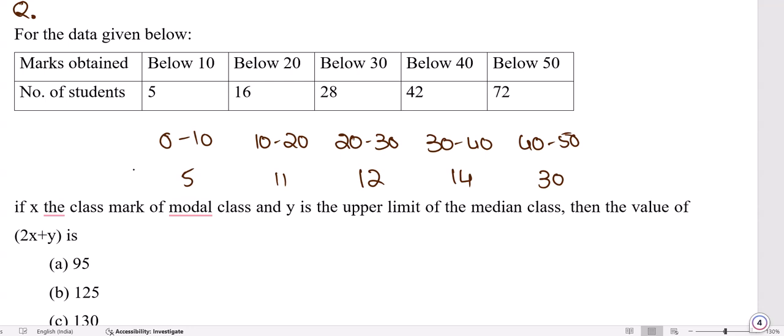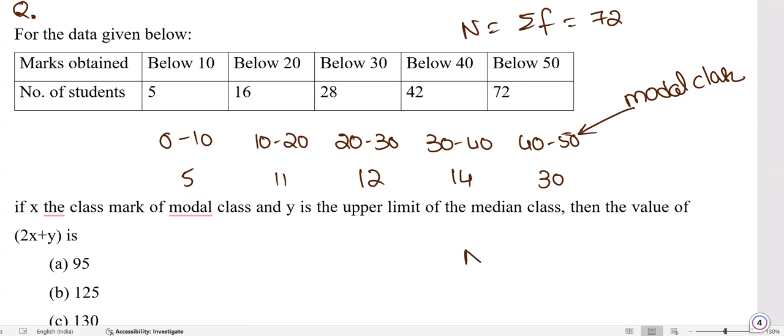Modal class is nothing but the highest one, the one which has more frequency. This is the modal class. How to decide the median class is from the cumulative frequency. What is the total value of cumulative frequency? It is 72. N is nothing but the sum of all frequencies, which is 72. You have to take n by 2. N by 2 is nothing but 36, right?